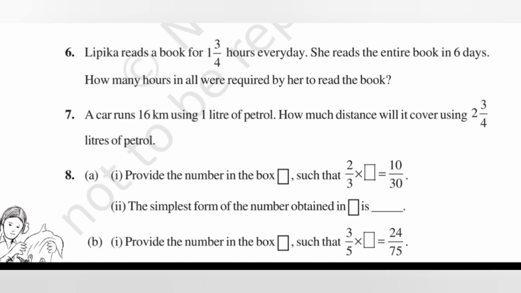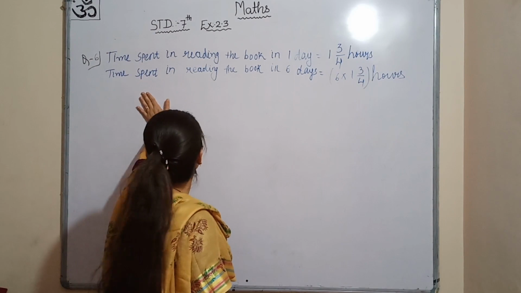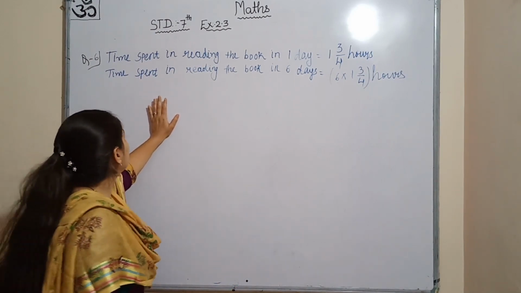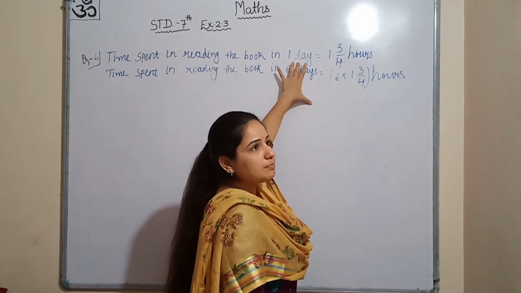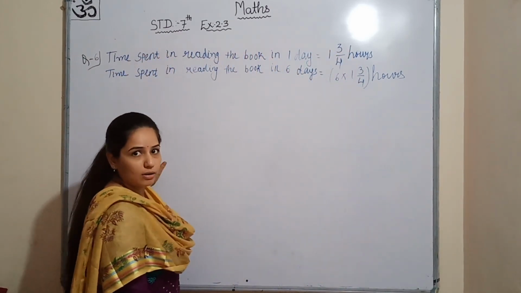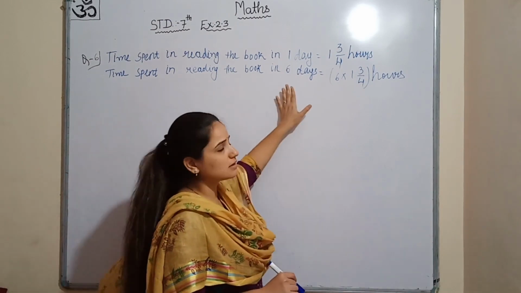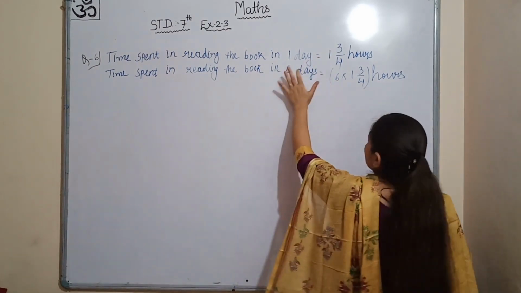She reads the entire book in 6 days. How many hours in all were required by her to read the book? Now the solution of question number 6: we have already read the question. The time spent reading the book in 1 day is 1 3/4 hours. In 6 days she has completed the reading of the book. So we will multiply this number by 6.